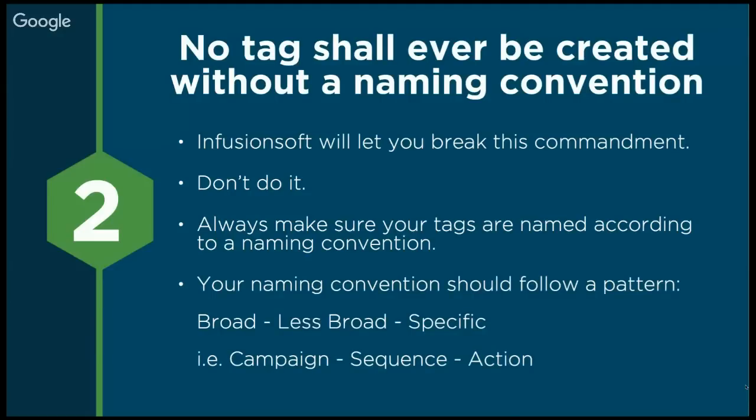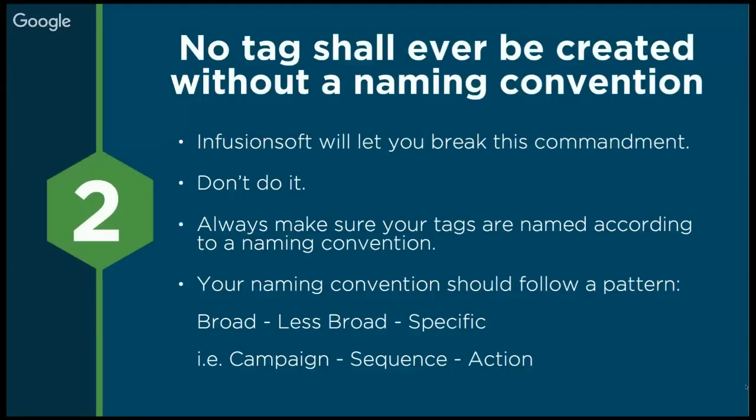At a very, very basic level, your naming convention should follow a pattern like this: broad to less broad to specific. So an example would be use your campaign name and then the name of the sequence and then the name of the thing happening within the sequence. There's a reason for that, a very, very important reason. That reason is when you go into Infusionsoft and you do a search, or you go into any of the reports and you're in a search or a report where you can select tags, the current system gives you a long alphabetized list of tags.